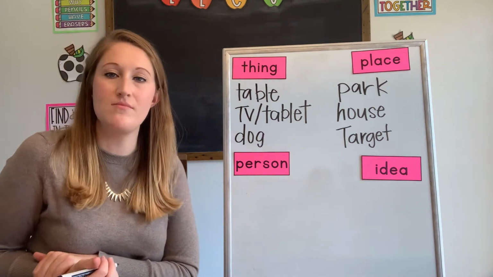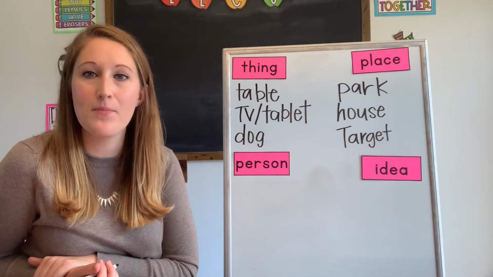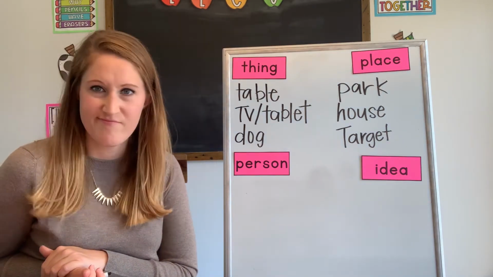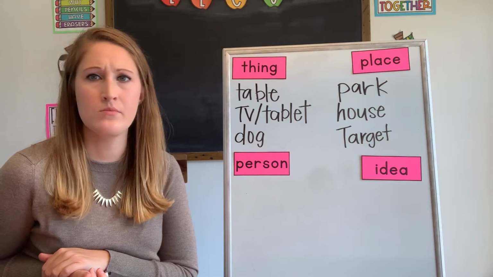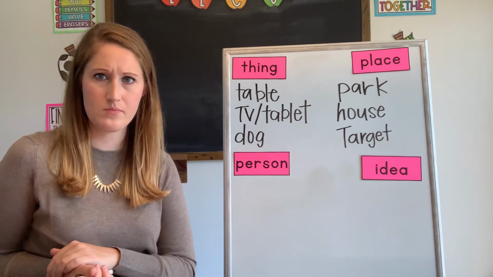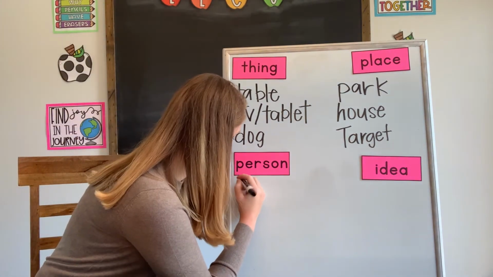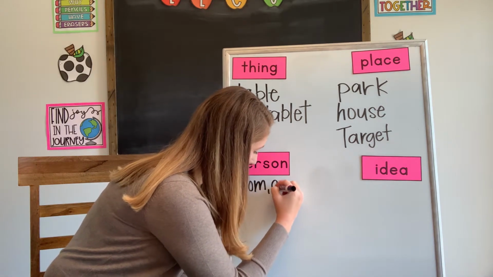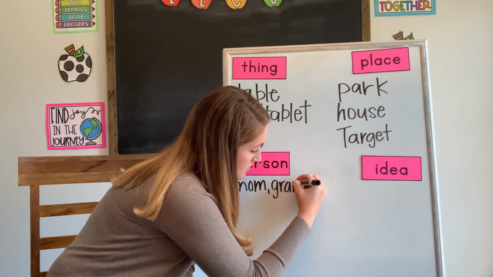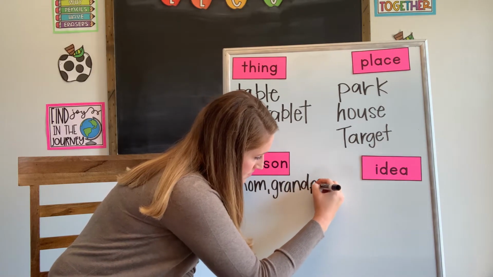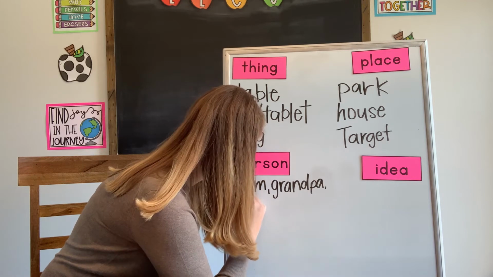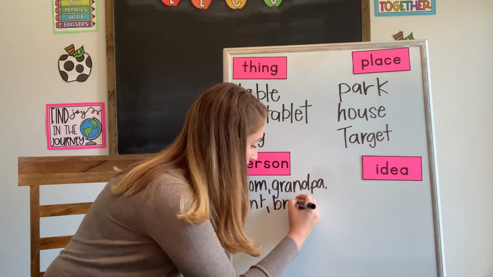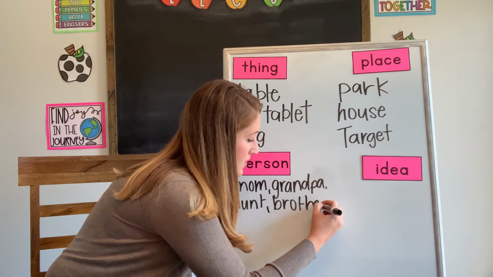Let's look at person, a person, or people, right? People is the plural for person. Do you see any people around you? Yeah. Some of you might see maybe your mom, grandpa, maybe you have an aunt or a brother. So you could have some family members around you, right?